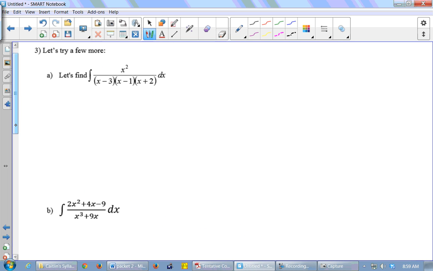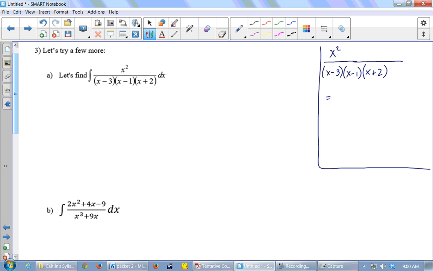Okay, so let's try a few more. I want to find the integral of x squared over x minus 3 times x minus 1 times x plus 2. Okay, so over here, I think I'll do the partial fraction decomposition. See if I have enough room. Gave myself enough room there. All right, so x squared over x minus 3, x minus 1, x plus 2.